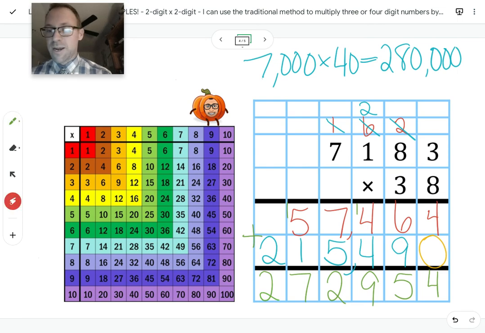I'm going to start to the right of the ones place and count 1, 2, 3 place values, and that's where my comma will go. And so my final product is 272,954. Is that in the same ballpark as 280,000? Certainly is. I think we got this one correct too. Way to go. Good work, everybody.